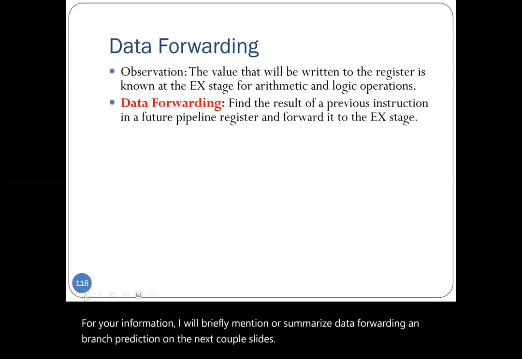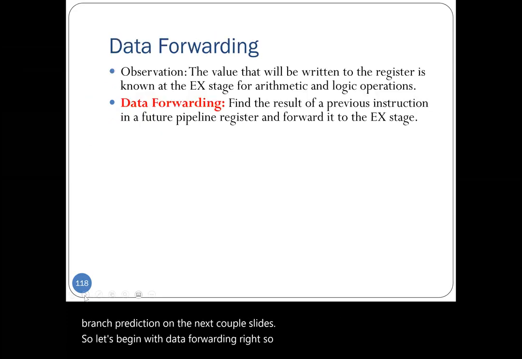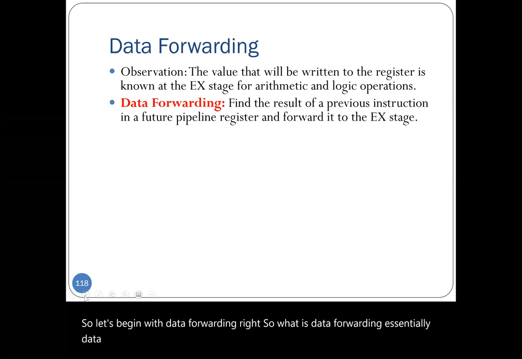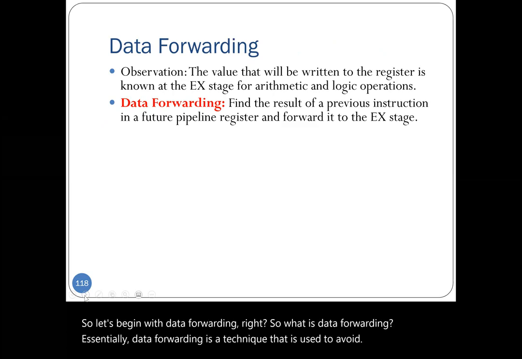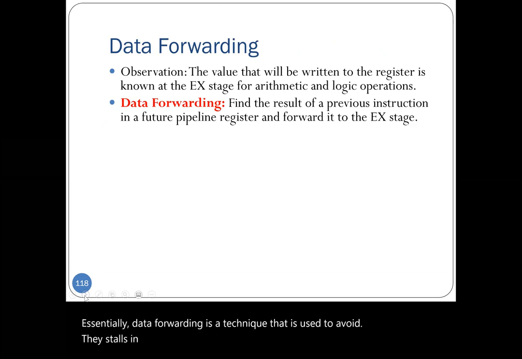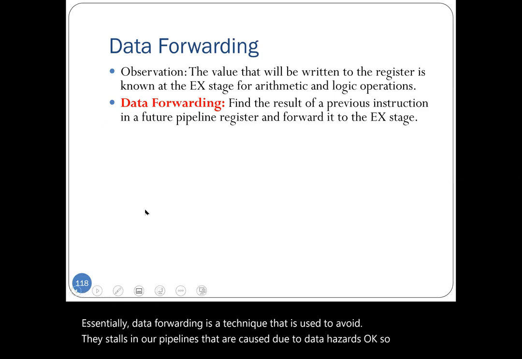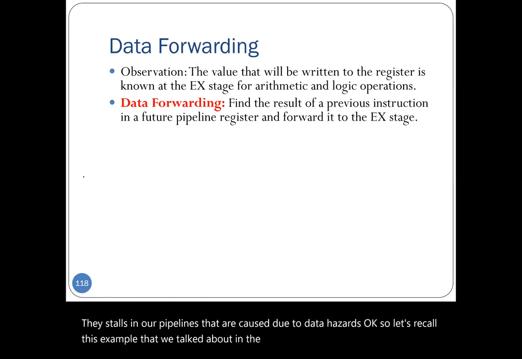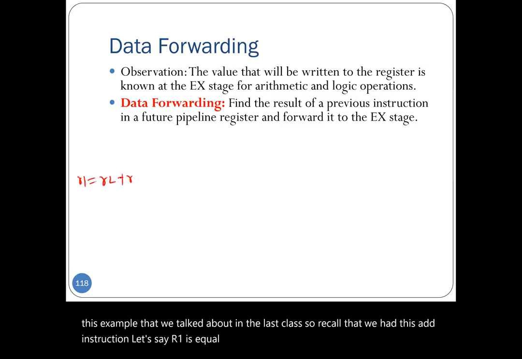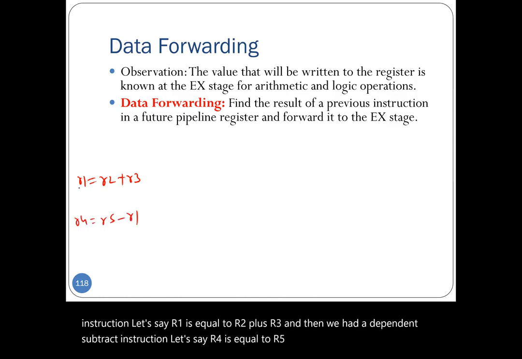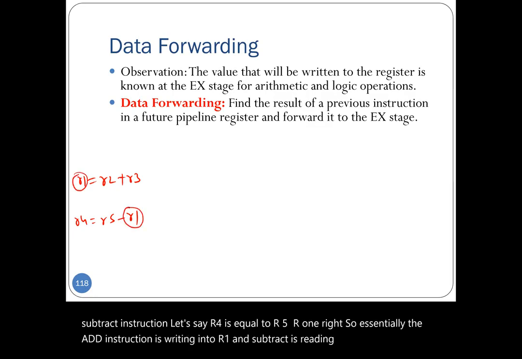So let's begin with data forwarding. What is data forwarding? Essentially, data forwarding is a technique that is used to avoid the stalls in our pipelines that are caused due to data hazards. Let's recall this example that we talked about in the last class. We had this add instruction, let's say R1 is equal to R2 plus R3, and then we had a dependent subtract instruction, let's say R4 is equal to R5 minus R1. So the add instruction is writing into R1 and the subtract is reading R1. That's why there is a data dependency here.